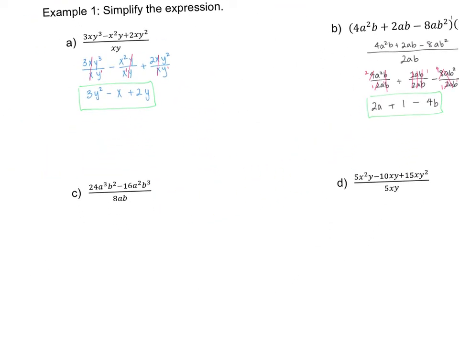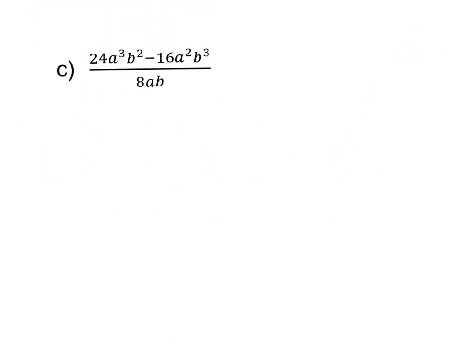Okay, so let's try out a few more before we move on to the topic. So this one here, pretty much the same. There are only 2 terms here, so I'm going to separate this using a denominator for each. So this one has a 24 and this has an 8. They both divide by 8. So 8 goes into 24 3 times. 8 goes into 8 1 time.